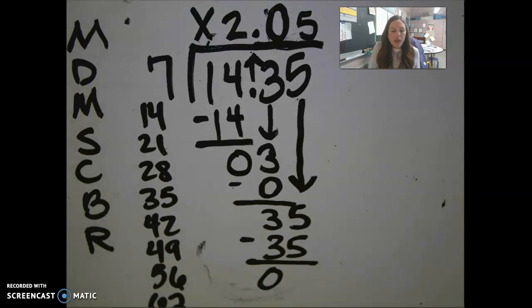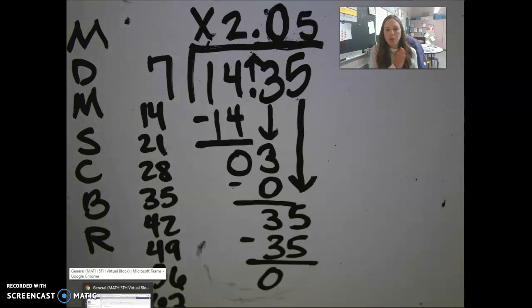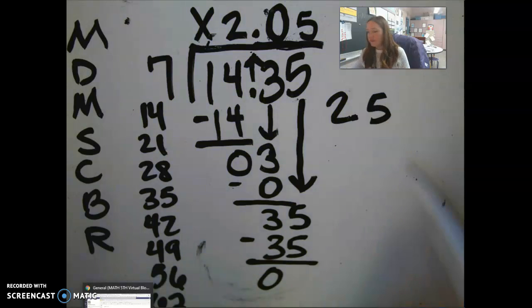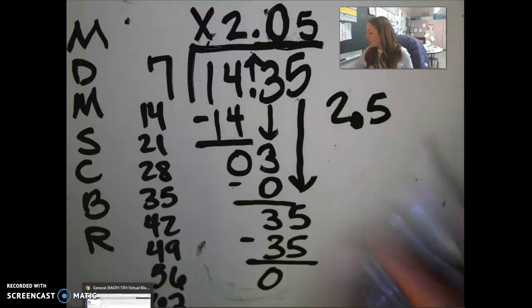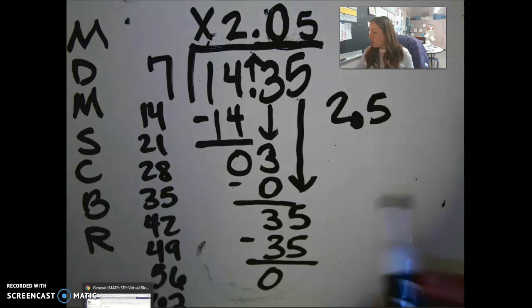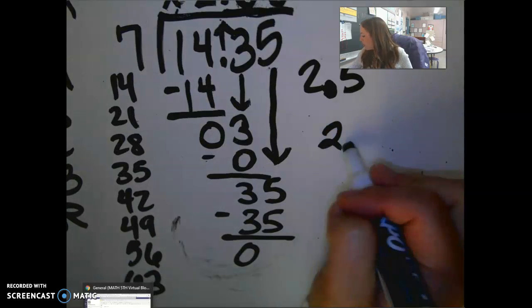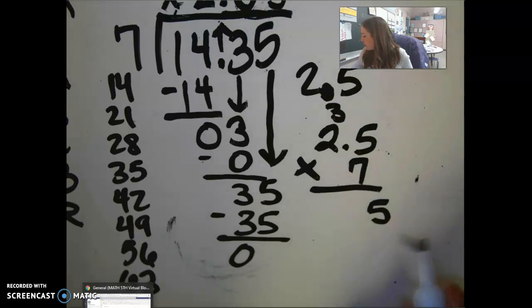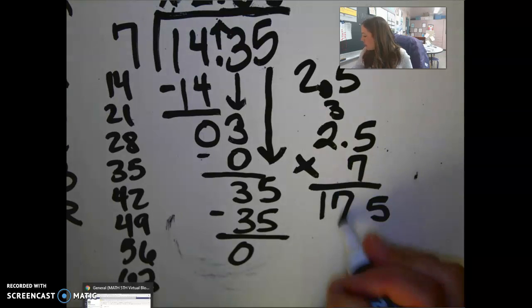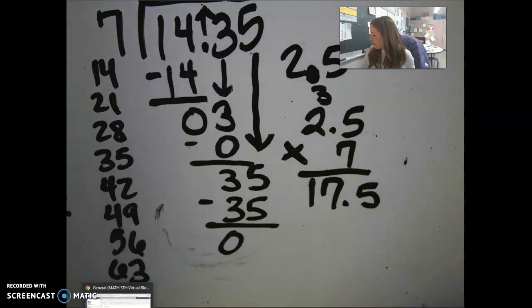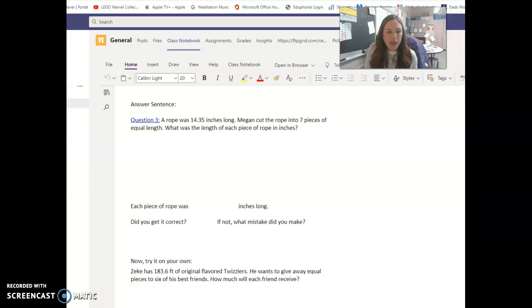Now, if you had multiplied to check, you would have seen, because a lot of kids got 2.5, because they weren't sure what to do with that 0, so they just ignored it and put 2.5. Well, if you had multiplied 2.5 times 7, multiplied to check, you would have seen that our answer is not the same, right? So please always remember to multiply to check.